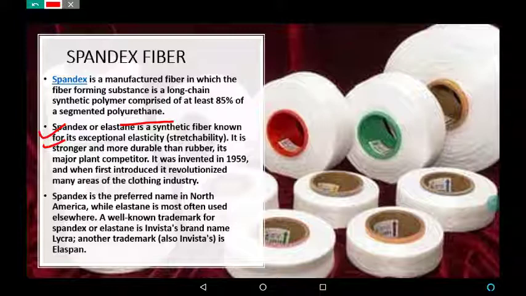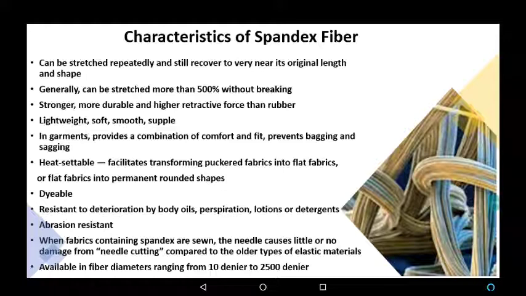Its major competitor is rubber. It was invented in 1959, and when first introduced, it revolutionized many areas of the clothing industry. Spandex is the preferred name in North America, while elastane is more often used elsewhere. A well-known trademark for spandex or elastane is Invista's brand name Lycra. Another trademark, also Invista's, is Elaspan. Clear? So just take a look at the characteristics of spandex fiber.